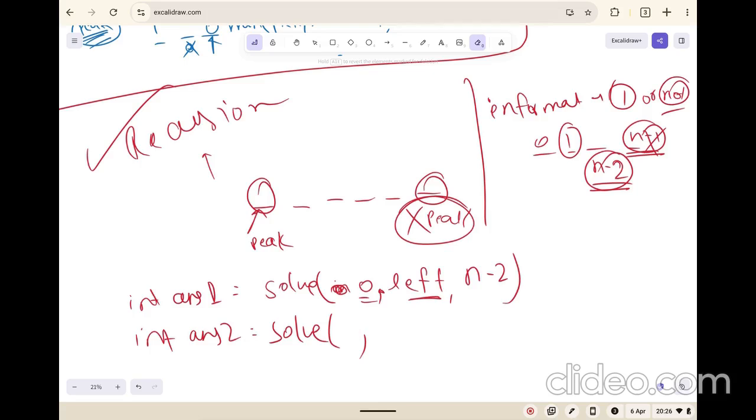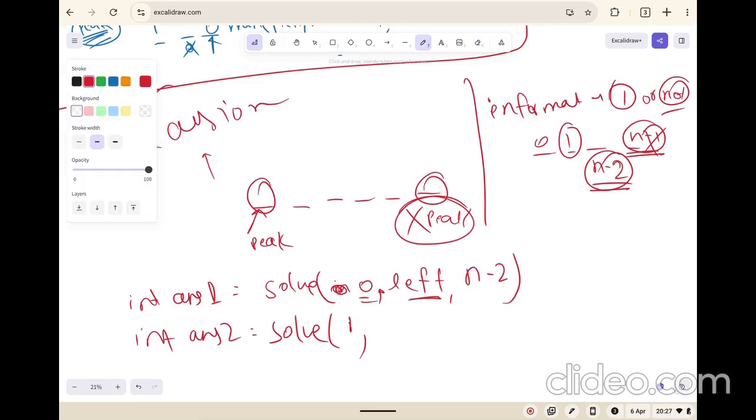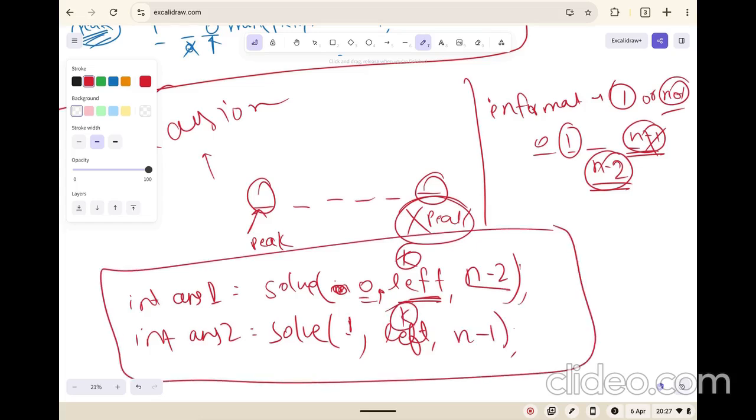Your left is still k. K is your left. And now you can end on n minus 1. So these two will give you your answers, and you need to return the minimum of these. I hope the recursion part is clear to you.